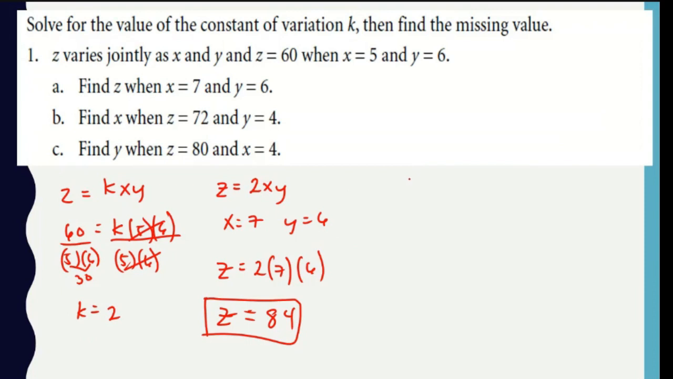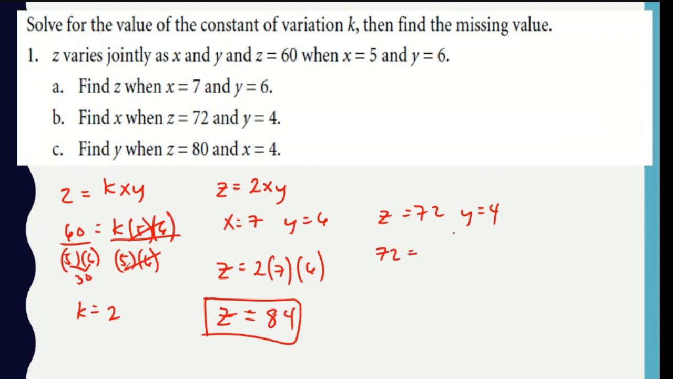So if you are to find x when z is equal to 72, y is equal to 4. So again, I will just use our equation of variation. Z is equal to 2 times, so z will be 72.